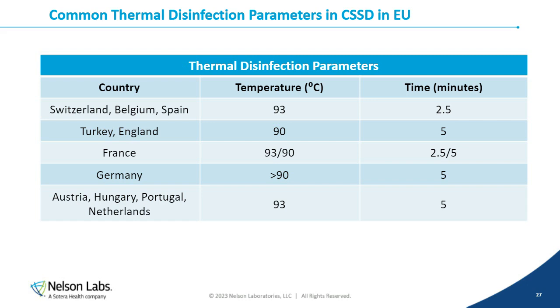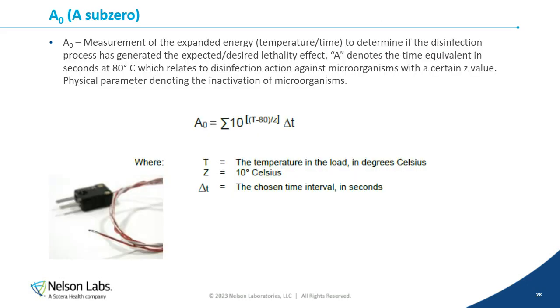And then last, I talked a little bit about A Subzero earlier, and I just want to go over that again. This is a definition for A Subzero from a few standards and guidance documents. And again, it's very similar to the F Subzero for sterilization. So it's a time versus temperature kill rate that uses a specific Z value to calculate an A Subzero value.